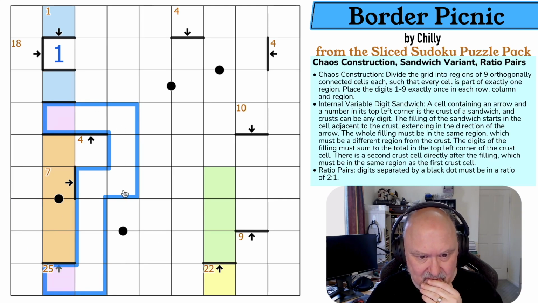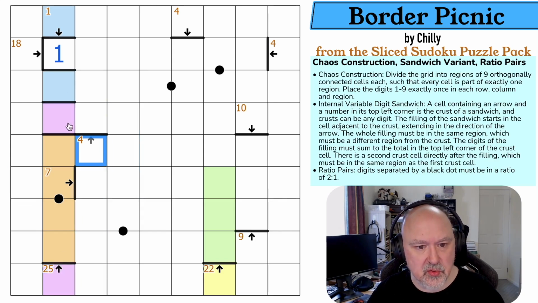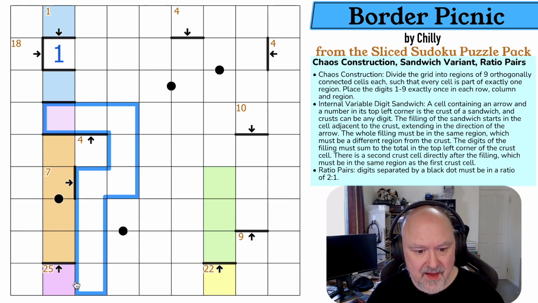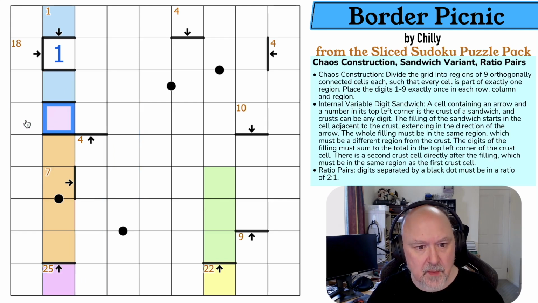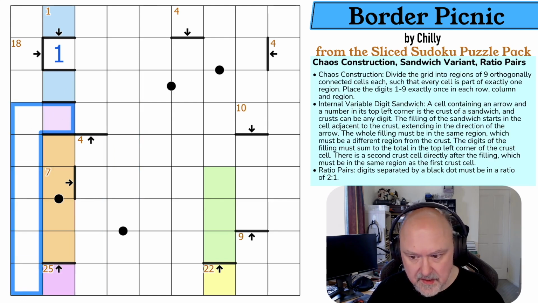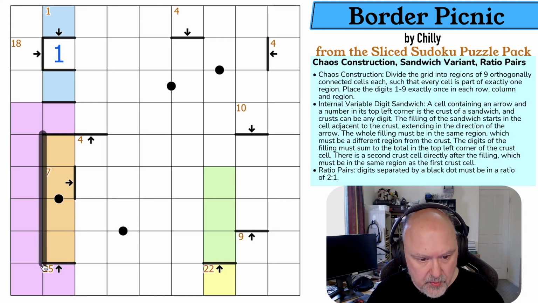1, 2, 3, 4, 5, 6, 7, 8, 9. No, it doesn't work. Because if I went this way, this couldn't be purple. And the shortest I could do is that, which is 10. So purple can't go this way. Purple must connect up through here, which means this is a border. 1, 2, 3, 4, 5, 6, 7, 8.